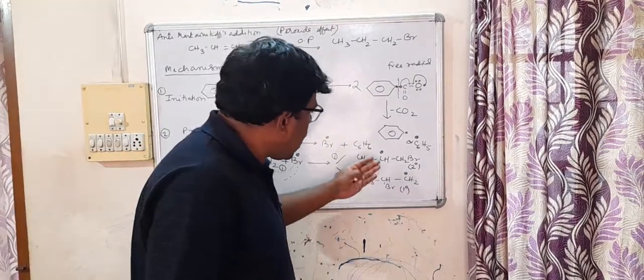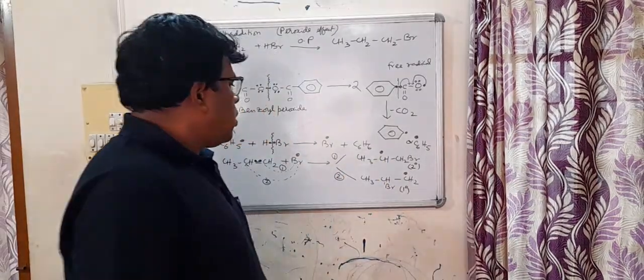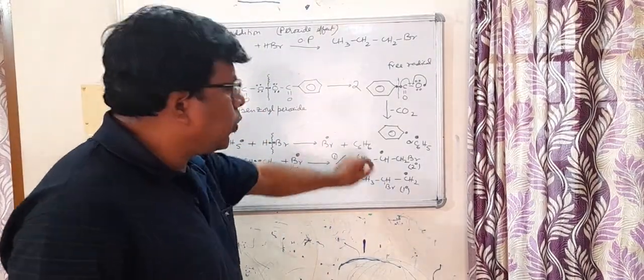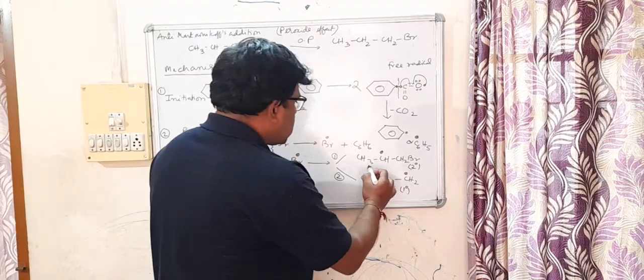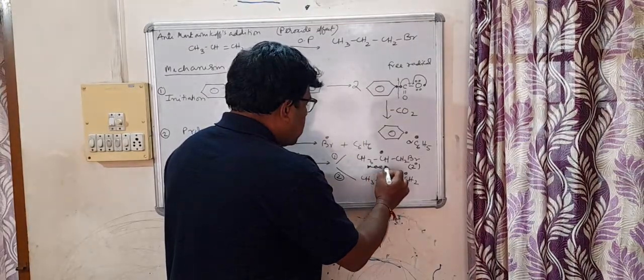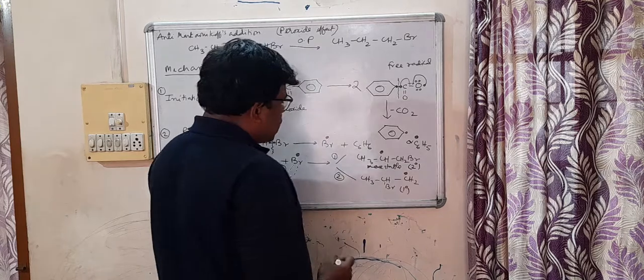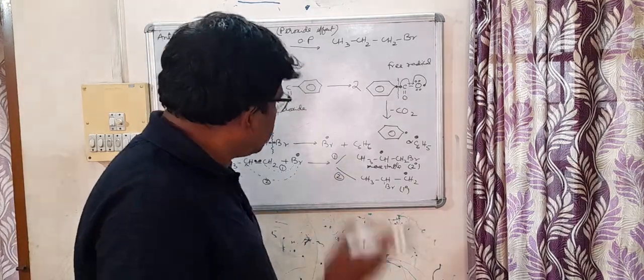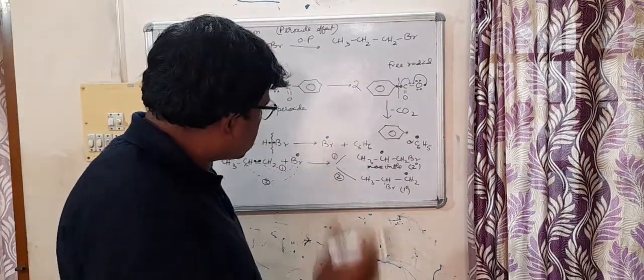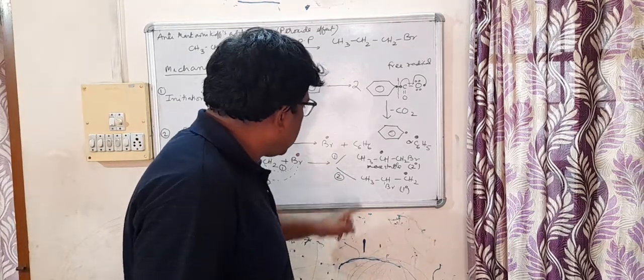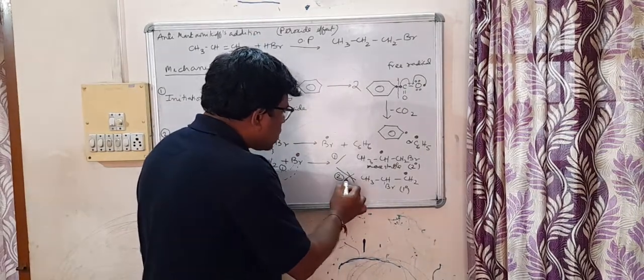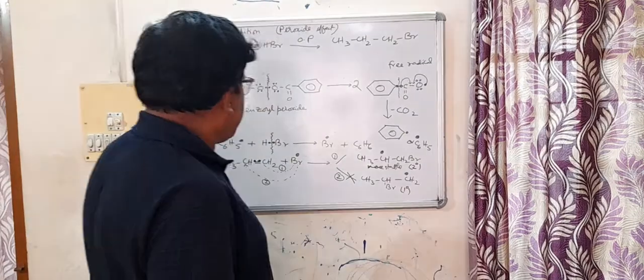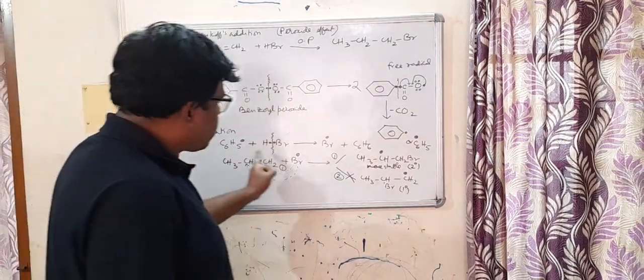And out of these 2 free radicals, which one is more stable? The 2-degree is more stable. So out of these two possibilities that we have written, the other one will not take place. So I am putting a cross here. So this one is going to happen in this propagation step.